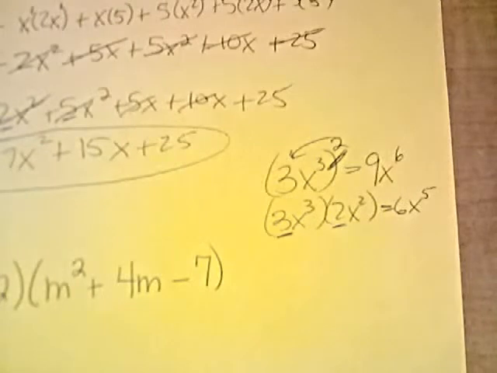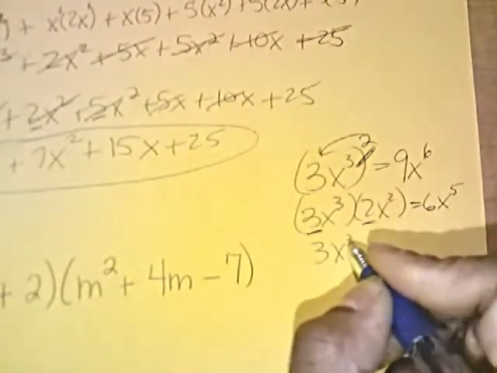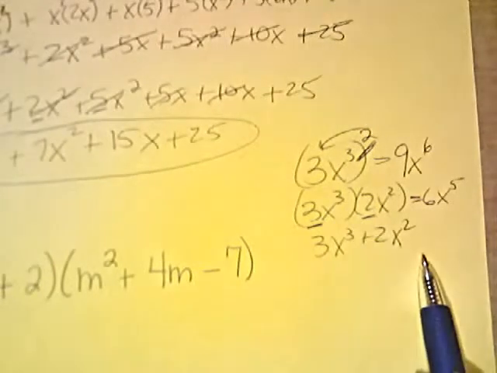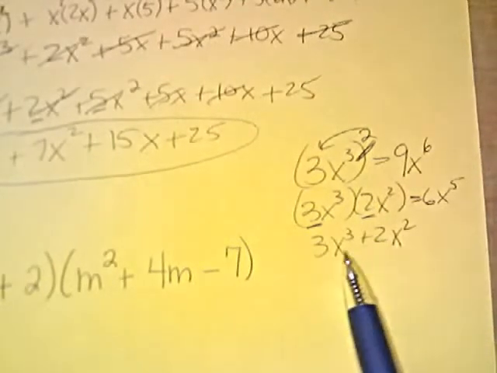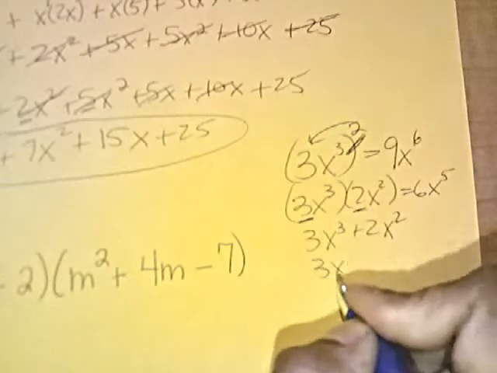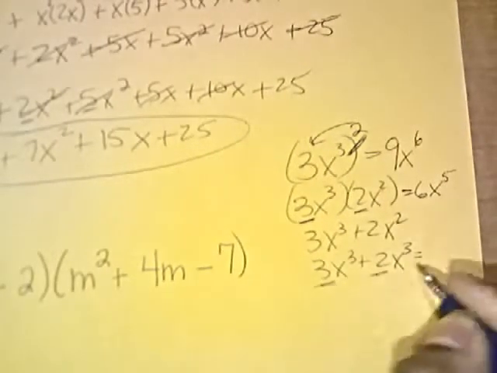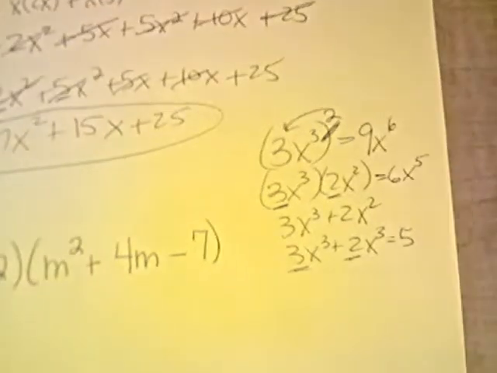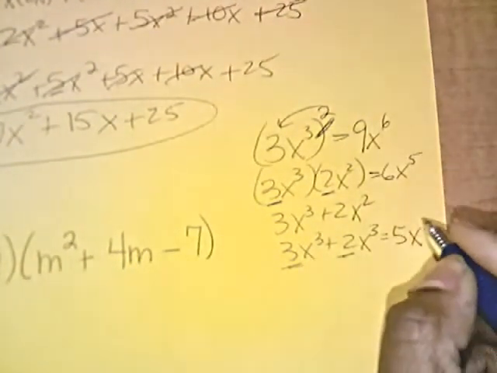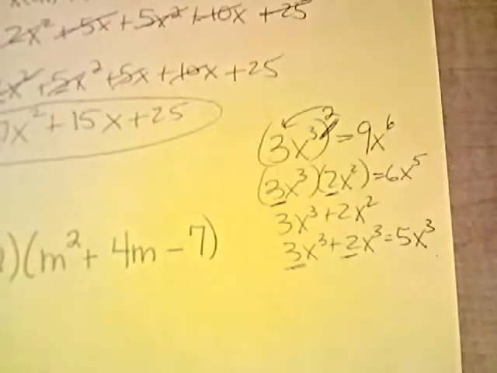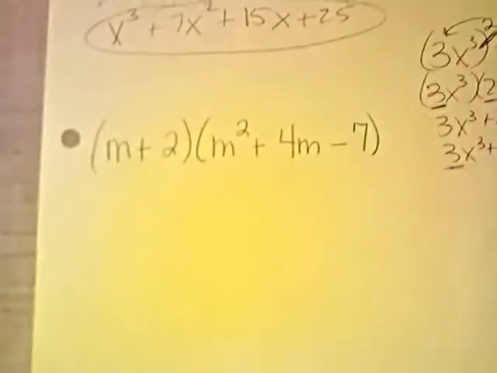Okay? And if I have 3x to the 3rd plus 2x squared, I cannot do that. They are not like terms. But if I had 3x to the 3 plus 2x to the 3, I can add 3 and 2 and make that 5, and I keep my x to the 3rd. So these are the rules that we have learned so far. Okay? So I'm going to apply them here.